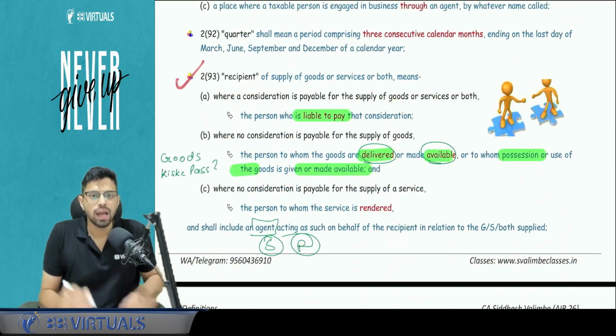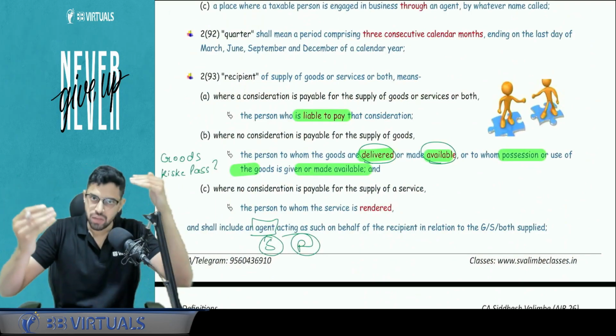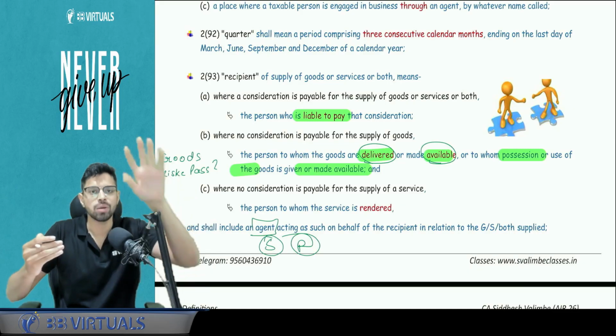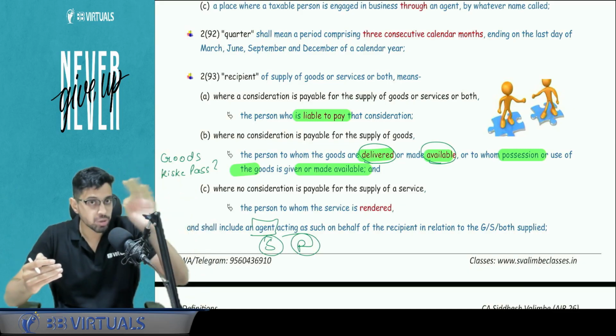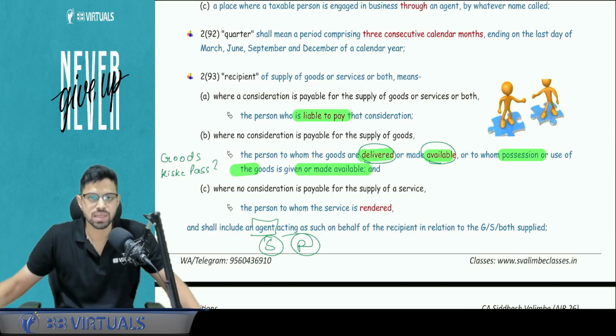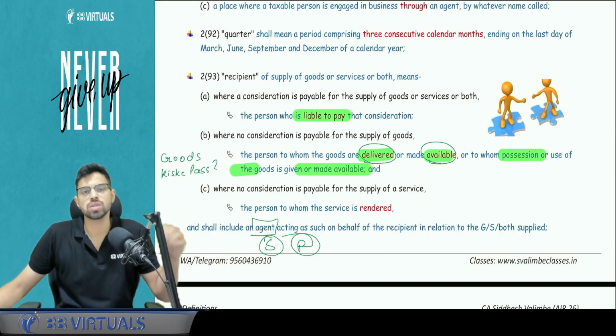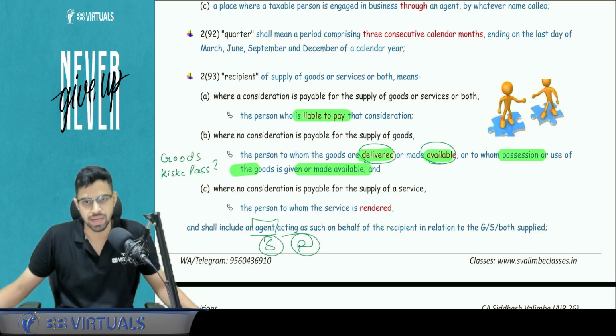Very important. Meaning of recipient, you have to understand if consideration is there or not there. If consideration is there, then see who is liable to pay the consideration. Liable to pay, not actually paying, liable to pay. If there is no consideration, see to whom goods and services are being given. So goods, where you are delivering, to whom you are delivering, services, to whom you are rendering, that will be considered as recipient for me.